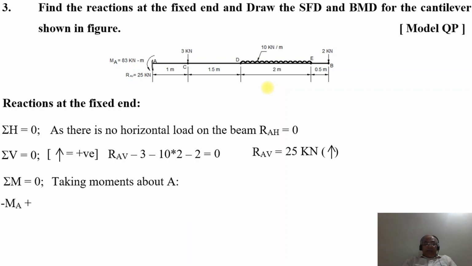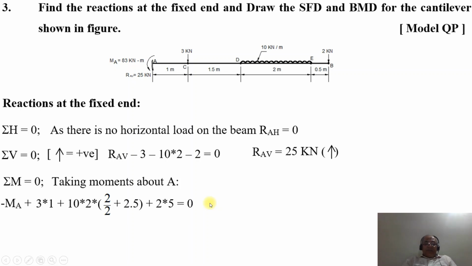So what happens? Minus MA plus 3 into 1, that is the load into distance. Then, since the load is acting in the clockwise direction, plus 10 into 2 into, then open the bracket. Here the UDL always acts at the midpoint, so 2 by 2, and this should be with respect to the point A because we are taking moments about the point A. So 10 into 2 into, 2 by 2 plus 2.5, plus 2 into 5. That will be equal to 0.